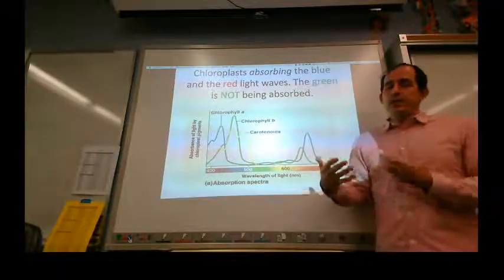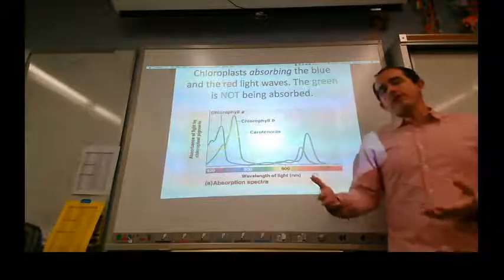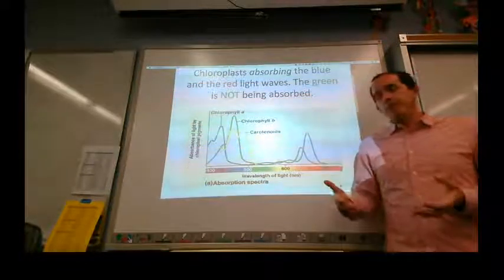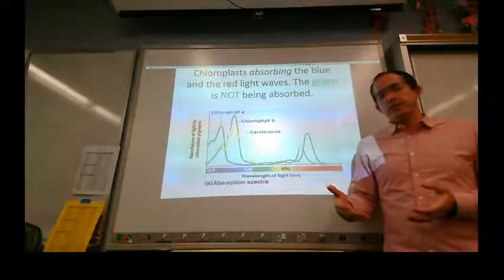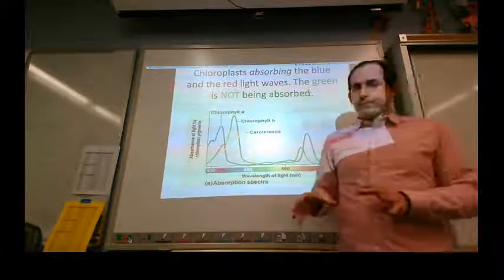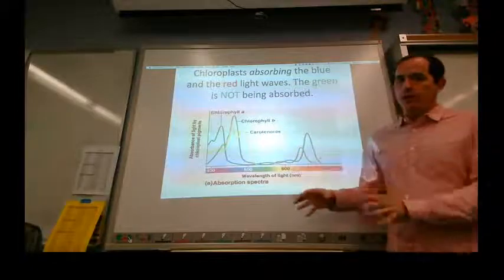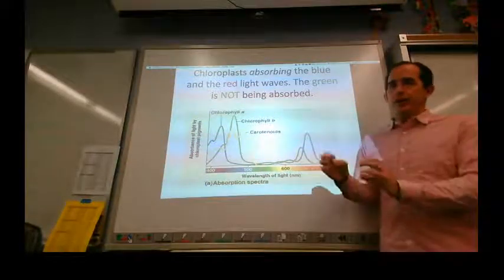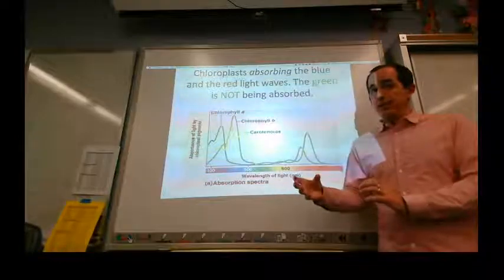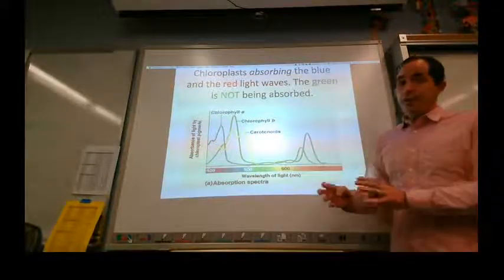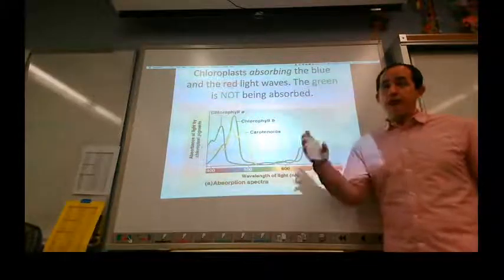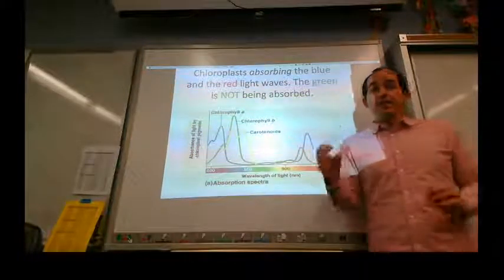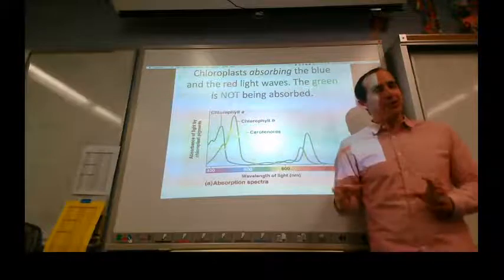Because of how important light and the absorption of energy from a light source, the sun, is to photosynthesis. Okay? So, how does this work? How do plants actually, using chloroplasts, absorb energy from the sun to drive the light-dependent reactions of photosynthesis? This is where it starts to get really cool.